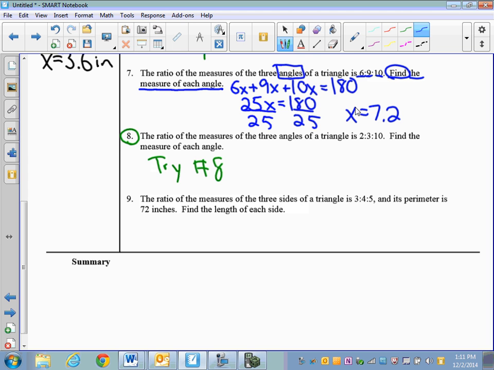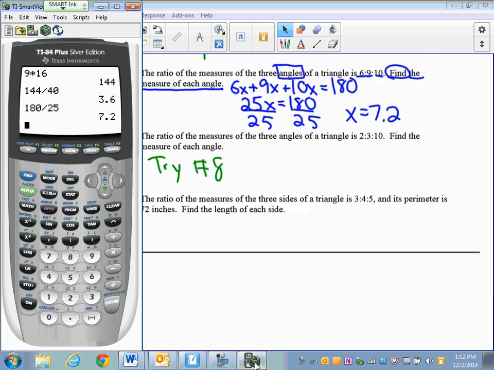But I wasn't asked to solve for x. I'm asked to find the measure of each angle. So my angles are 6x, 9x, and 10x. So I'm going to do a little shortcut on the calculator. Since I'm going to be using 7.2, I want to store that. So this STO button is right above the on button. I'm going to store it as X. So I got X from this button right here, kind of close to the second. So I just hit it once.